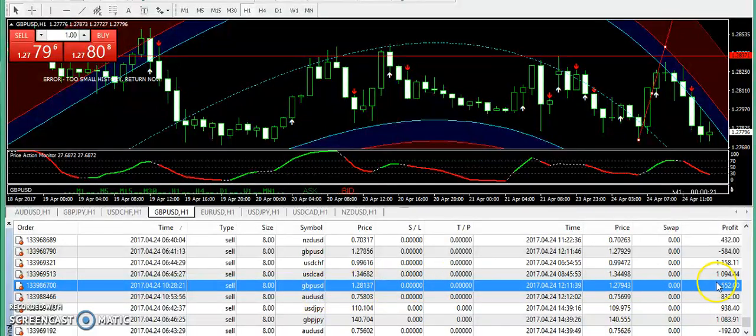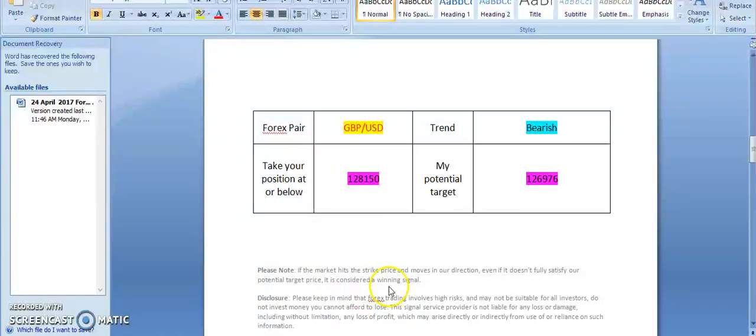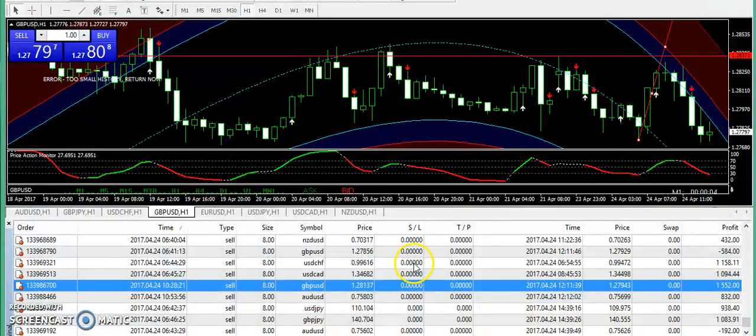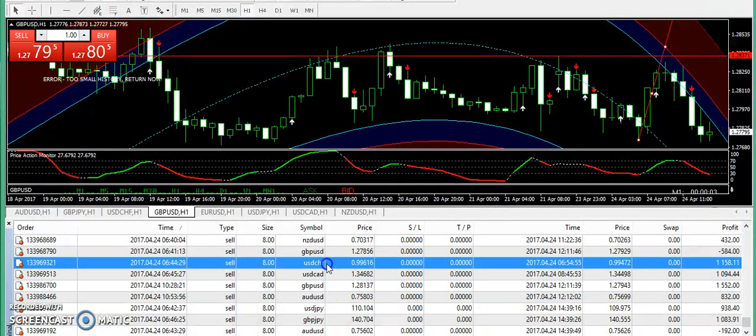I took a sell position right after this doji, and now you can see the market is way down, and it has profited us according to the trading system. And as for the signal report, I was bearish and I was just looking for a bearish move, and we have done everything in the right way.